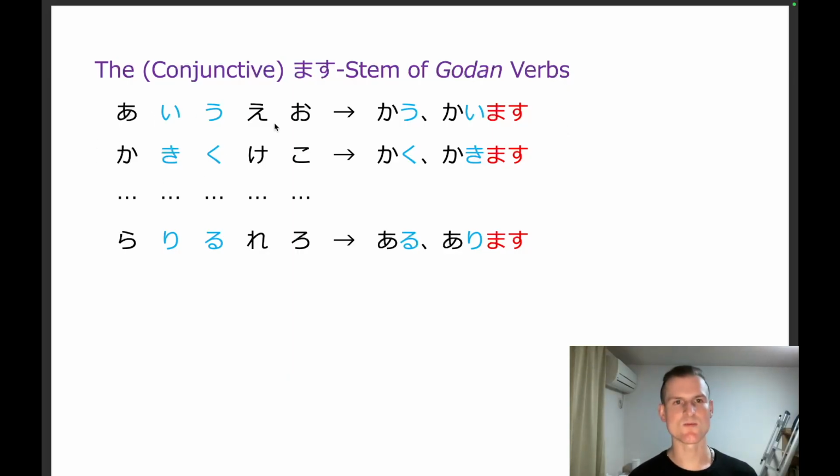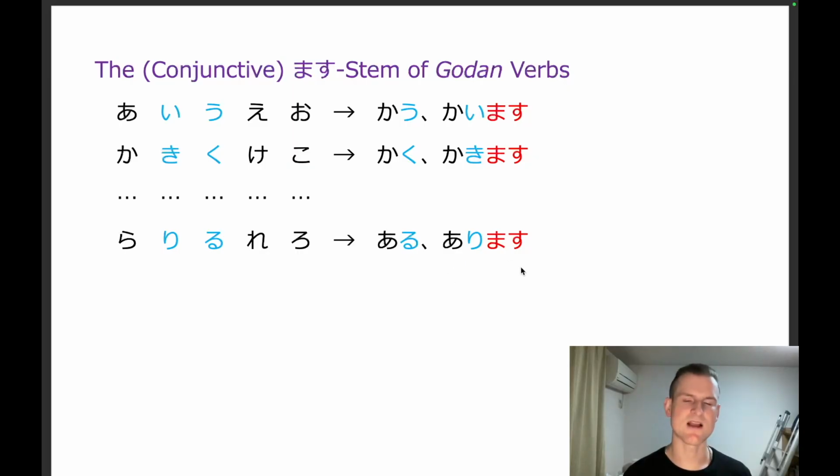Okay, so as you can see, we're moving from u to i. We're moving over to the left. U becomes i, and then we just add masu at the end. So this is the masu form of the verb kau. Next we have kaku, same idea. Kaku means to write. Kakimasu. We're just moving from ku to ki, adding masu at the end. Finally, we have the verb in question in today's passage, aru. Same thing, we're just moving to the left, ari, and then adding masu. Arimasu. Arimasu, to be, is, etc.